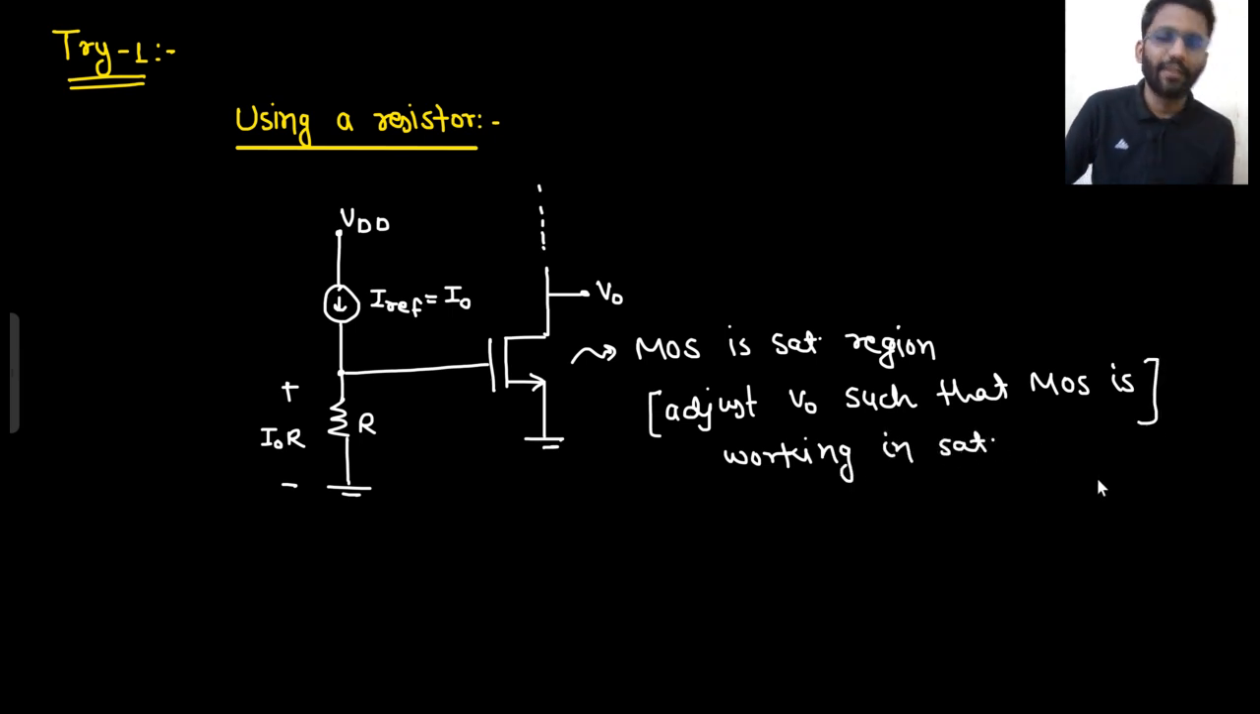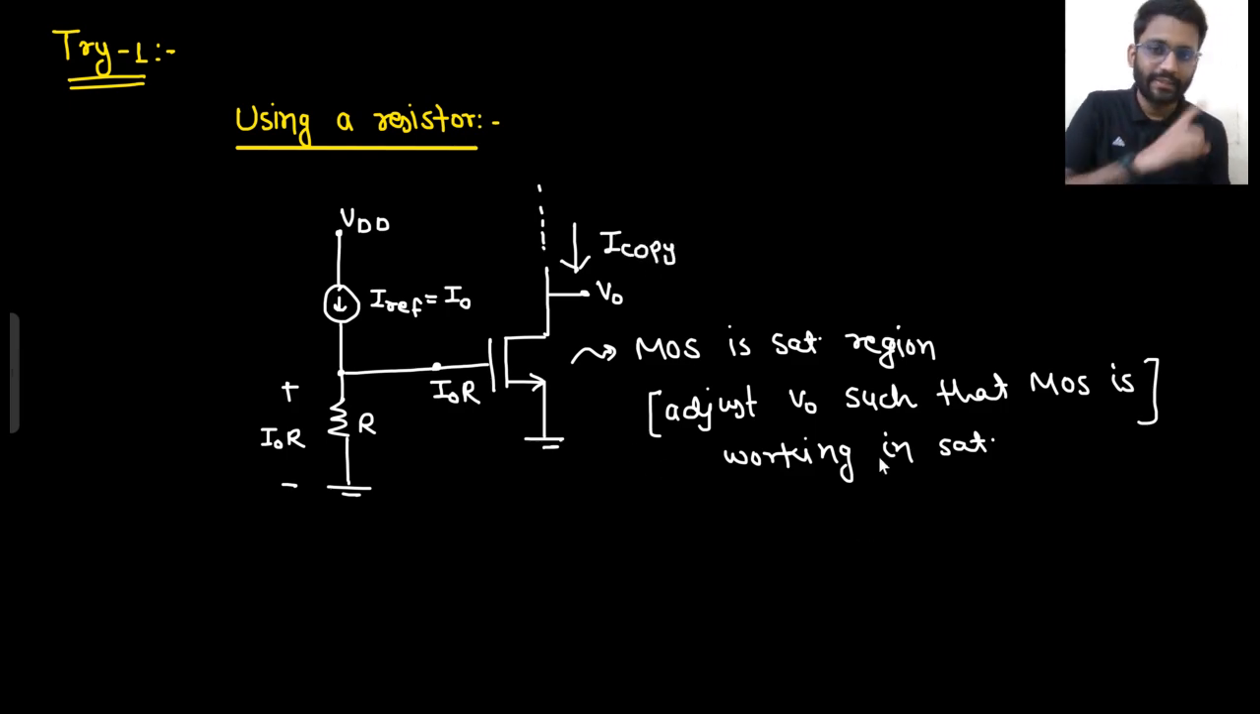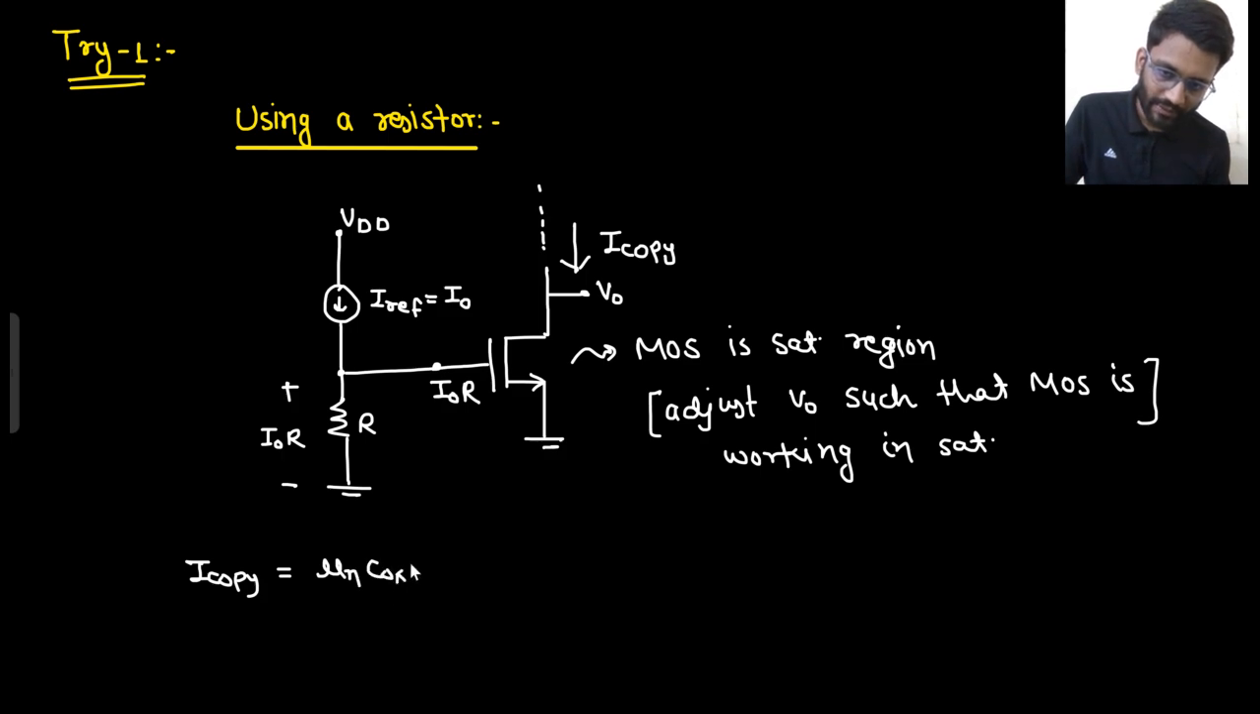So till now what we have studied, we have already generated a constant current source. We are passing it through a resistance R. With the help of this voltage drop, I naught R, we are giving it to a MOS. Now this voltage drop will generate some current that we can call I copy. So what will be the equation of I copy? That would be mu n Cox W by 2L, into VGS squared. What is your VGS? VGS is I naught R minus VT.